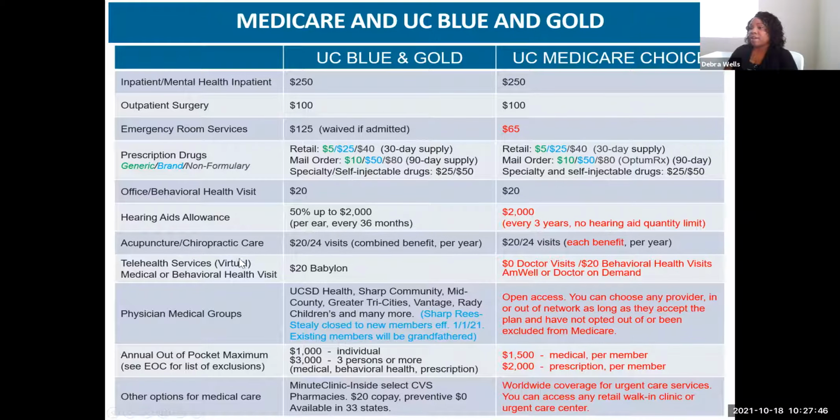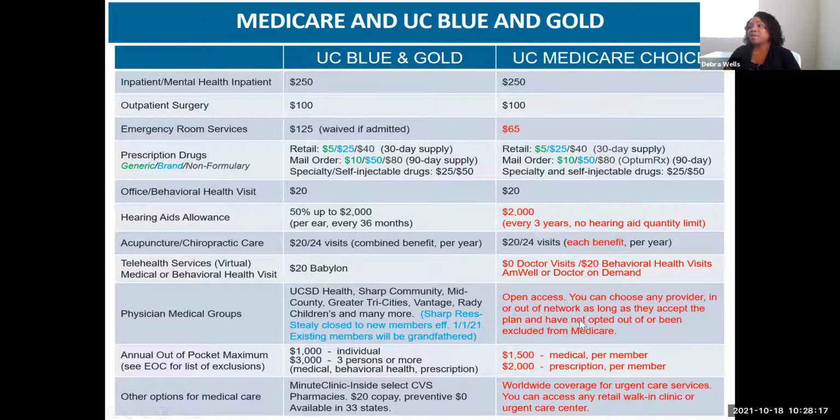Acupuncture, you still have acupuncture and chiropractic services, where this is a combined 24 visits under Blue and Gold. You get 24 visits each under the Choice Plan. You still have telehealth services, just a different vendor. Under the Blue and Gold plan, it's an HMO, so you're selecting a primary care physician. You have to stay within that medical group. You have to get authorization to go outside of the medical group.